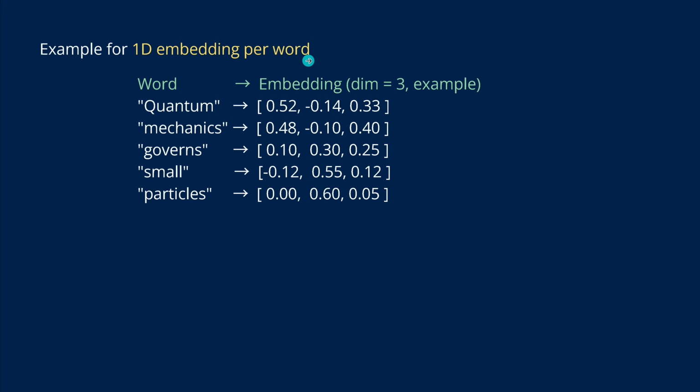So we have here an embedding per word. Let's say the sentence is "quantum mechanics governs small particles." Let's take any BERT that you like, and we get a 3-dimensional embedding vector for each word. This is given by the pre-training data set, and it gives us the similarity to other objects.